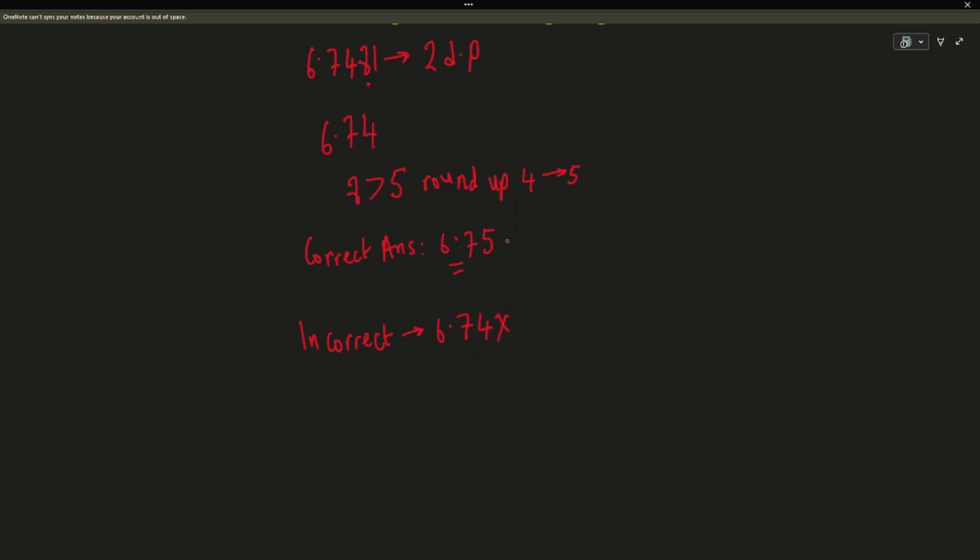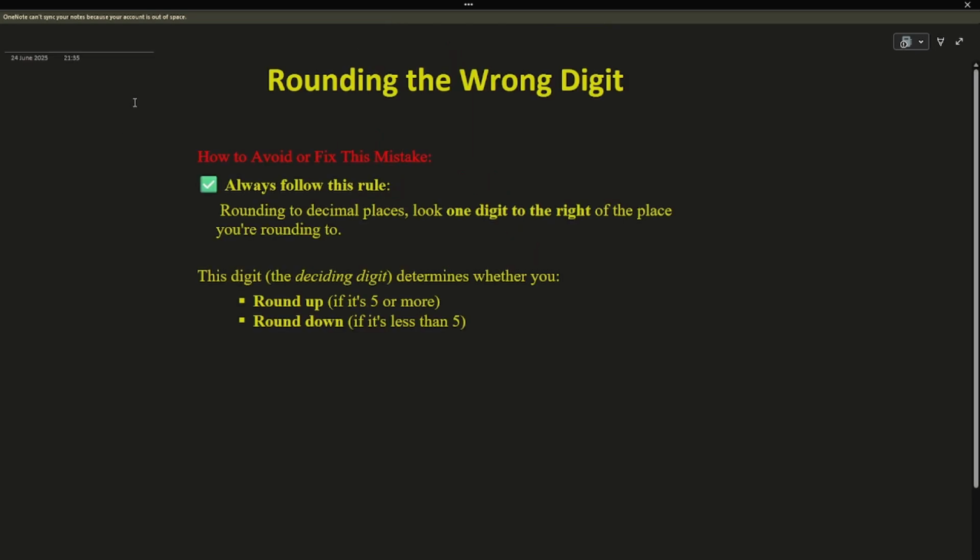So the correct answer is 6.75. So how do you avoid or fix this mistake of rounding the wrong digit? By always following this rule. What is the rule? When you are rounding to a certain number of decimal places, look one digit to the right of the place you are rounding to.